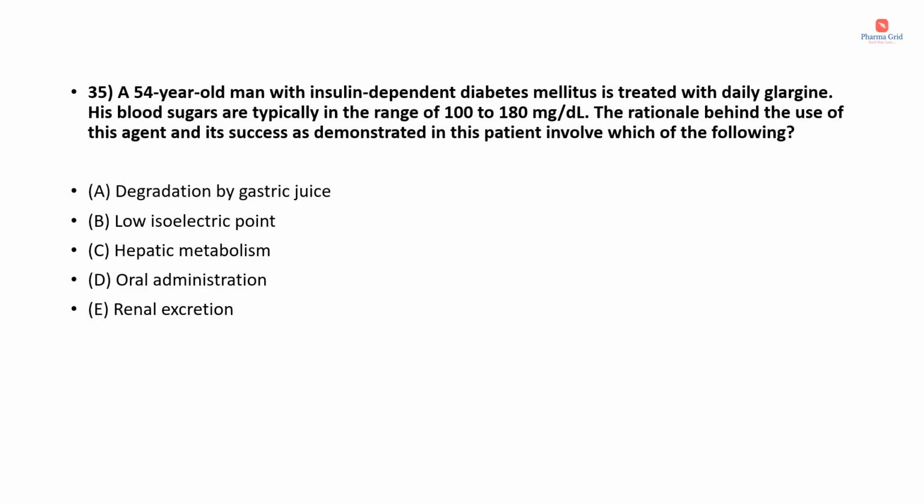Question number 35. A 54-year-old man with insulin-dependent diabetes mellitus is treated with daily glargine. His blood sugars are typically in the range of 100 to 180 mg per deciliter. The rationale behind the use of this agent and its success as demonstrated in this patient involve which of the following? The options are degradation by gastric juice, low isoelectric point, hepatic metabolism, oral administration, renal excretion. So here the correct answer is option B, that is low isoelectric point.